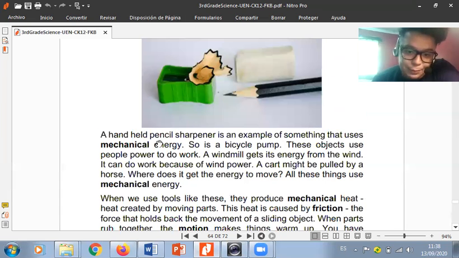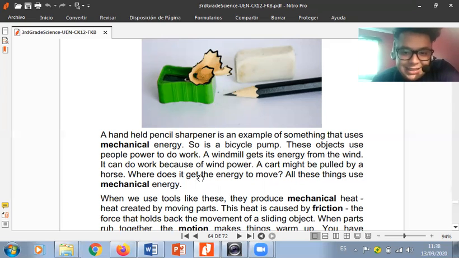A handheld pencil sharpener is an example of something that uses mechanical energy. So is a bicycle pump. This object uses people power to do work. A windmill gets its energy from the wind. It can do work. A wind-powered cart might be pulled by a horse.